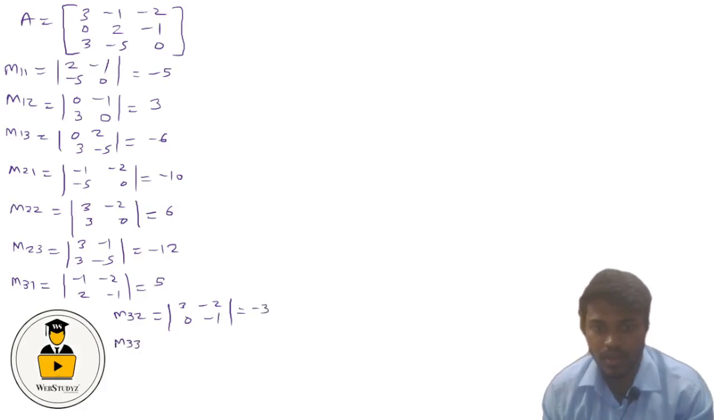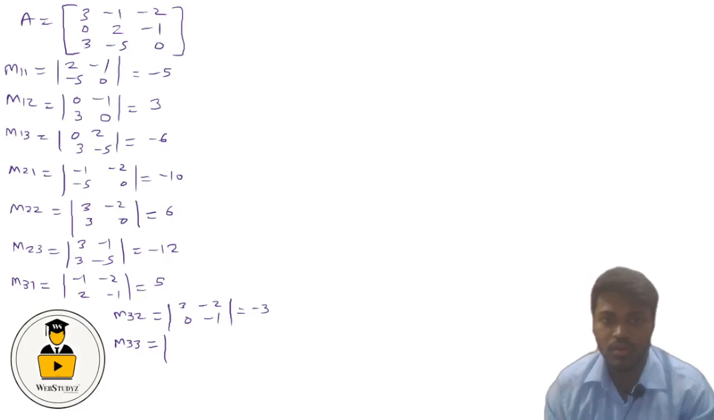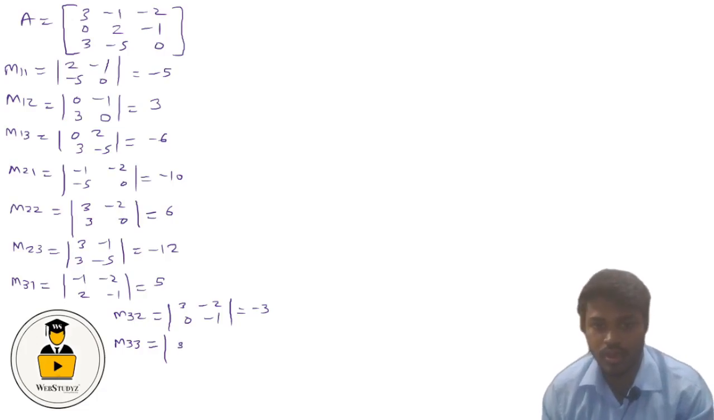And M33 will be equal to third row, third column. So this is 3, 3 minus 1, 0 and 2. This is plus 6. Now the elements, we will calculate the elements of the cofactor matrix, which are given by minus 1 raised to 1 plus 1 M11. So this will be minus 5.